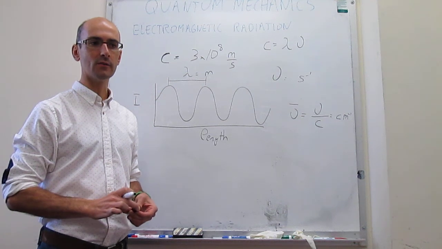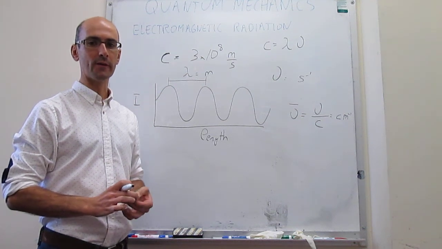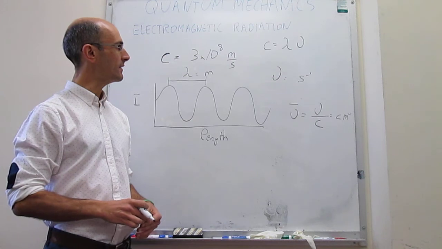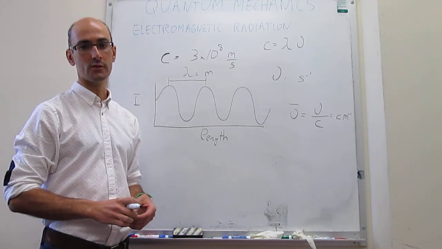Okay, so this concludes our survey of what electromagnetic radiation is, the types that you have, and some of the properties that we're going to be using to characterize them.